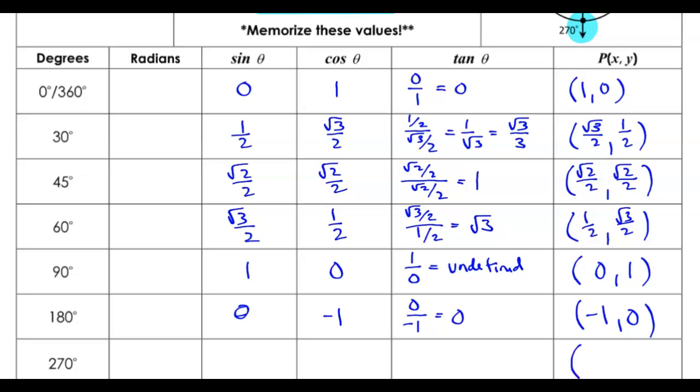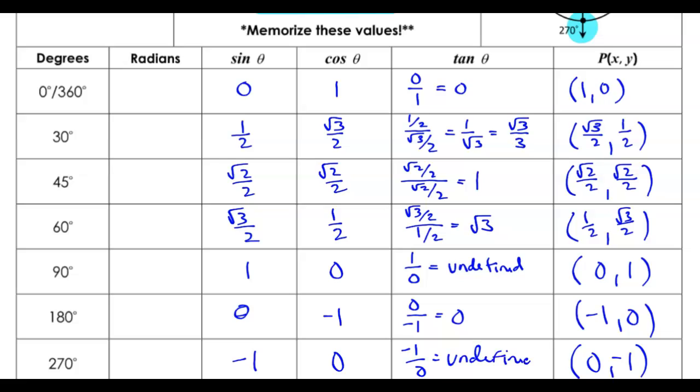And 270, which is down at the bottom of the unit circle, that's going to be (0, -1). And again, this is going to be the special angle here, so the sine of 270 is going to be -1. Cosine is going to be 0, which means that the tangent is going to be undefined.